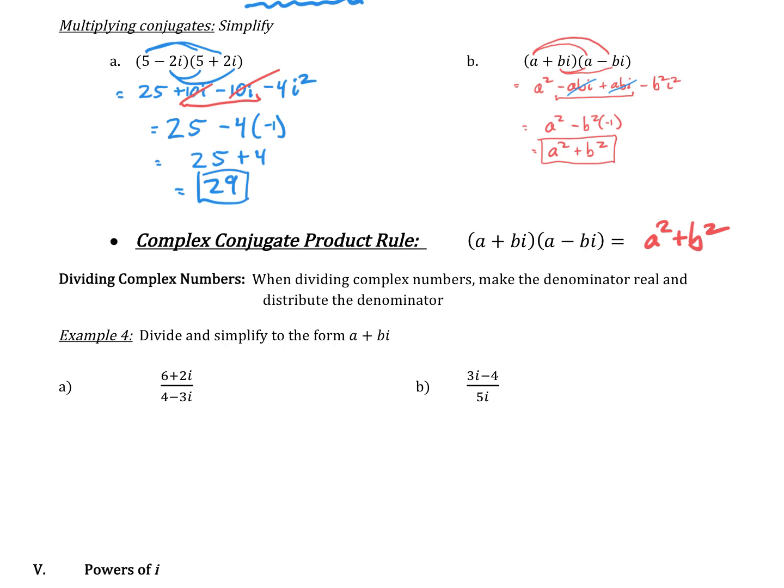Now we talked about adding, we've talked about subtracting and multiplying. So what's left is dividing. So when we're dividing complex numbers, the key is to make the denominator real. Make the denominator real, and then we'll distribute the denominator to write it in the form a plus bi. So we want it to end in the form a plus bi. All right? So we're going to make it real.